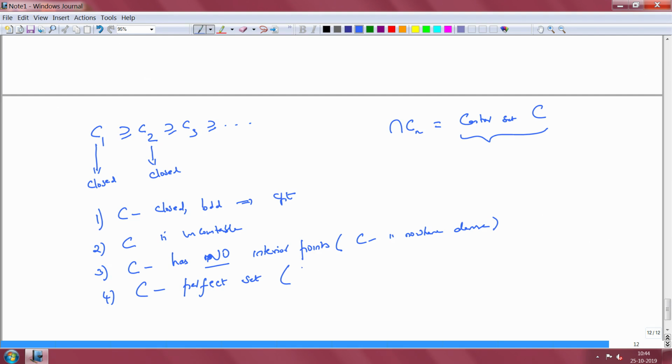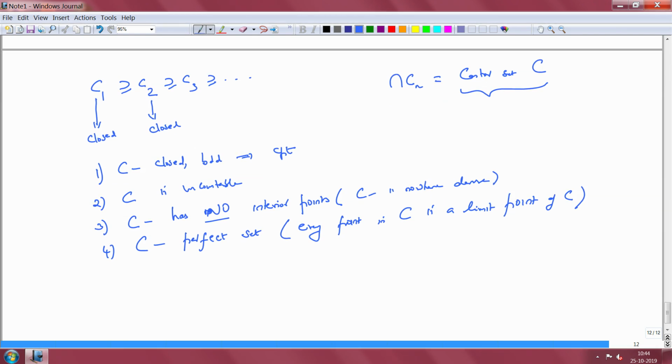What does that mean? That means every point in C is a limit point of C. So, these are interesting properties of the Cantor set. It is one of the most interesting sets you will encounter. You can modify this construction, but right now let us stick to C. So, let us go back.